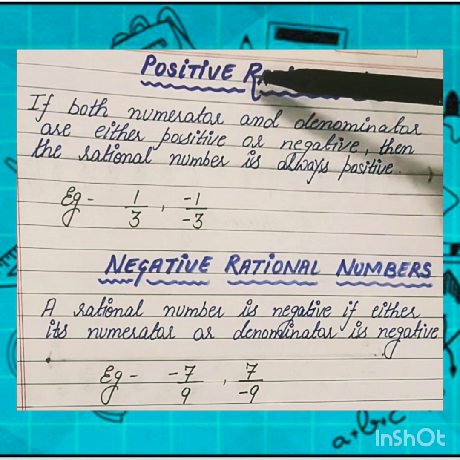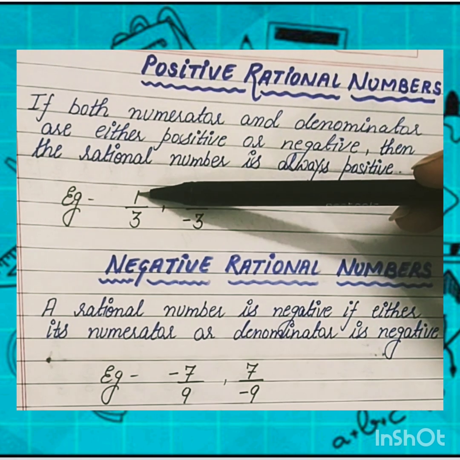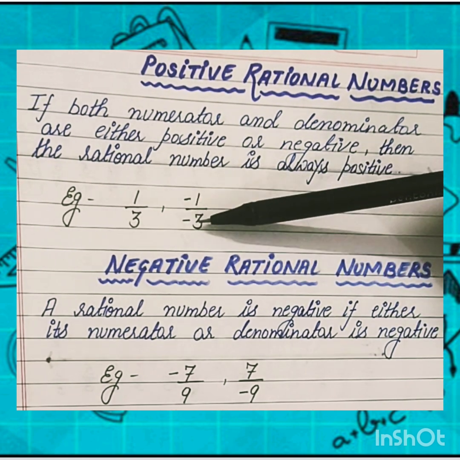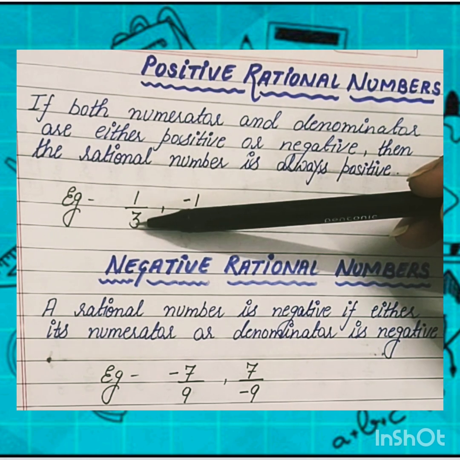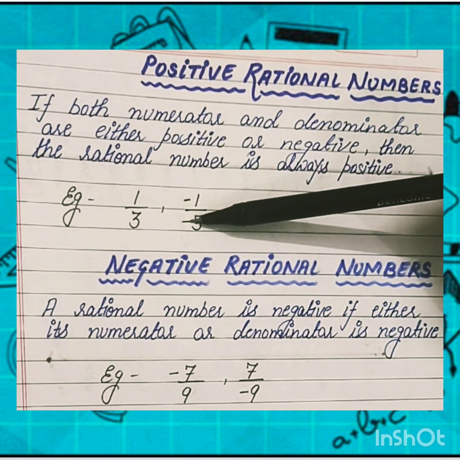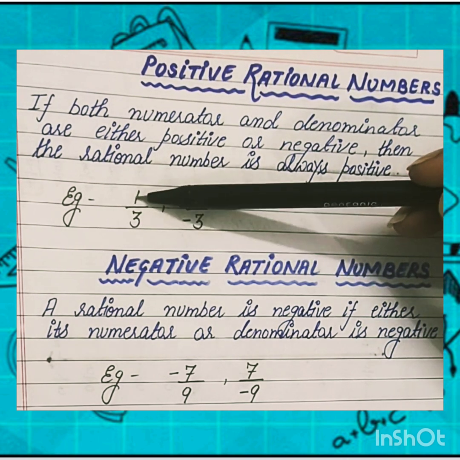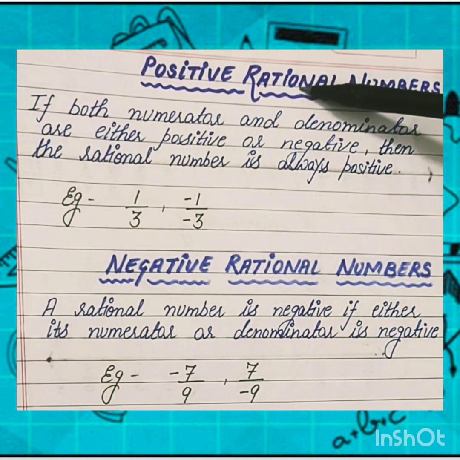Okay, now positive rational numbers means a rational number whose both numerator and denominator are positive or whose both numerator and denominator are negative. Either numerator and denominator both positive or both negative, then rational number is positive, because plus plus is plus, minus minus is also plus, so this will give positive rational number.